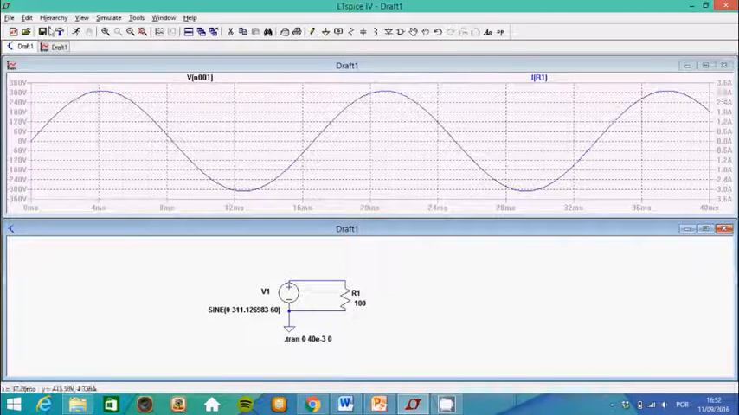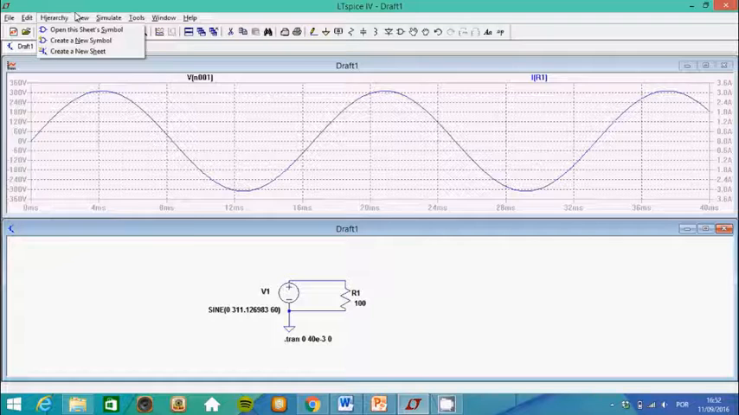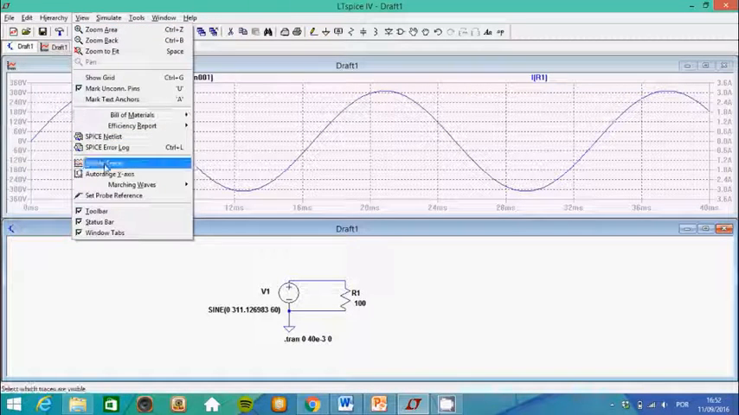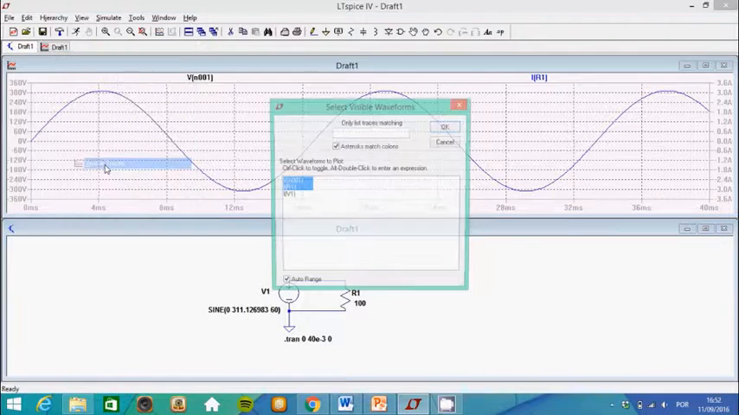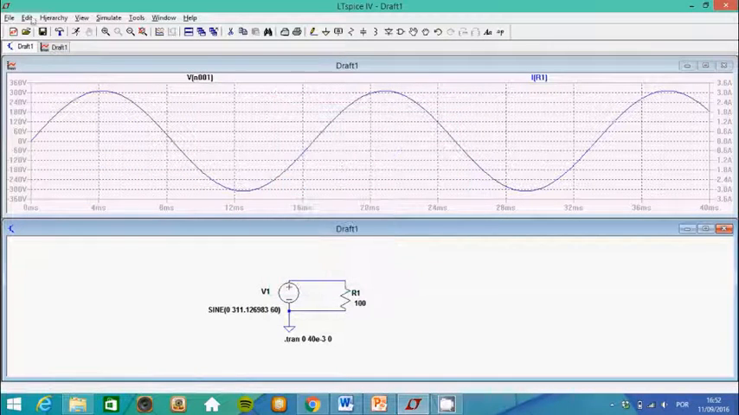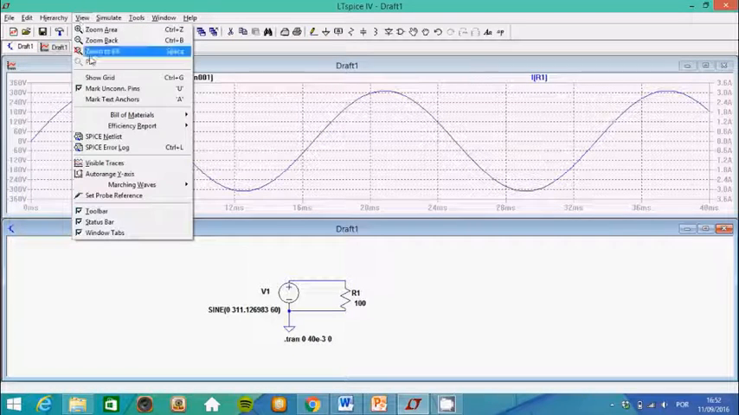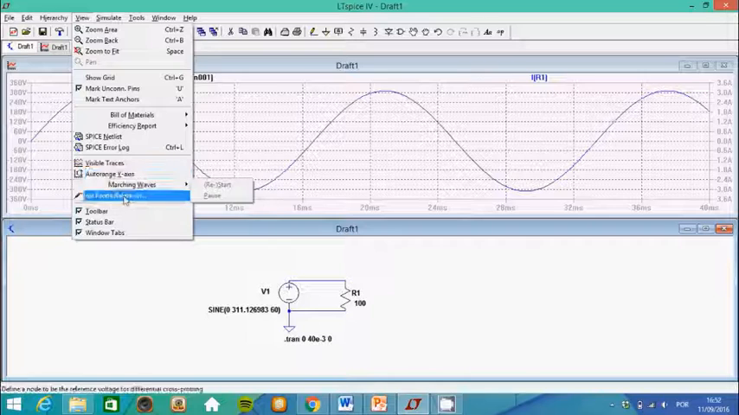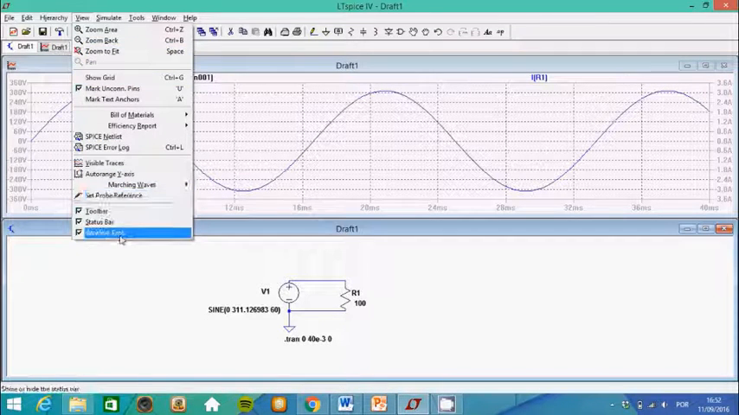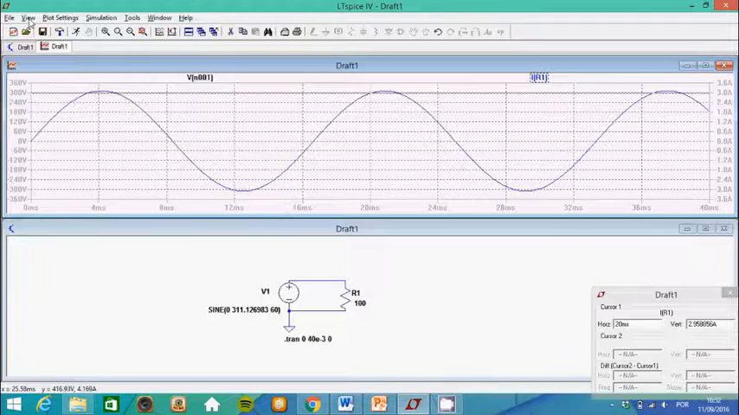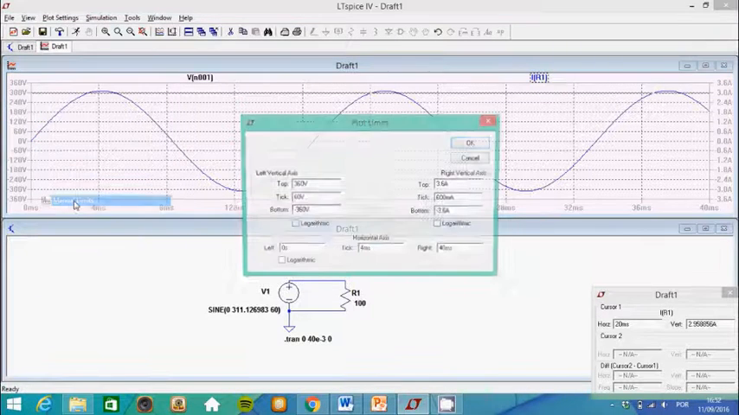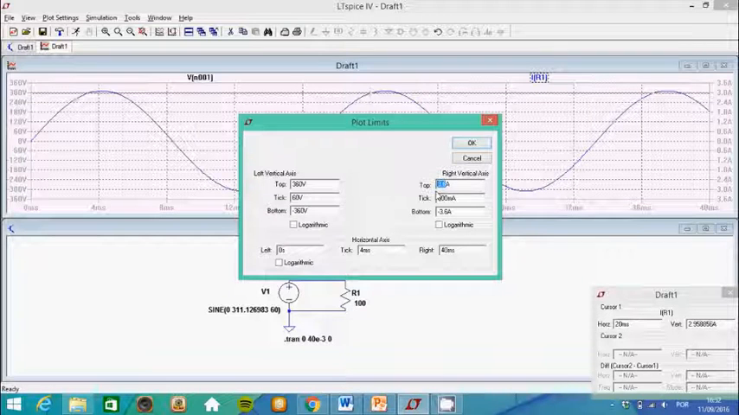Let's view it better. Let's put a maximum of 6 in the current wave and -6.